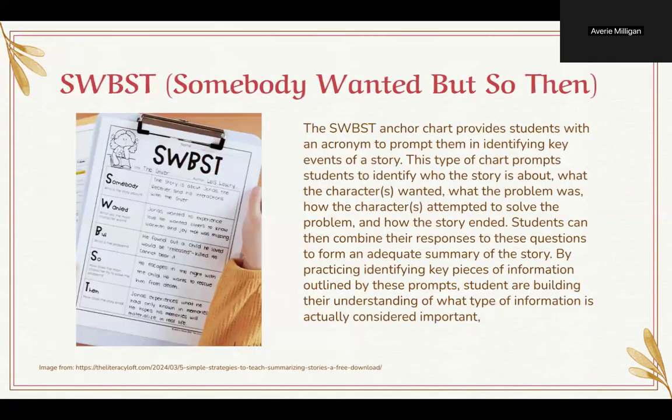Then we have the SWBST chart, which is somebody wanted, but so then. So this chart provides students with an acronym to prompt them in identifying key events of a story. This type of chart prompts students to identify who the story is about, what the character or characters wanted, what the problem was, how the character or characters attempted to solve the problem, and how the story ended. Students can then combine their responses to these questions to form an adequate summary of the story.